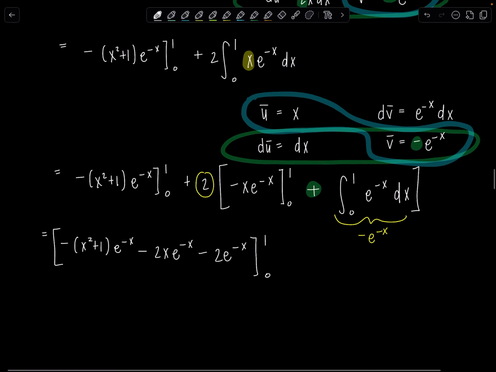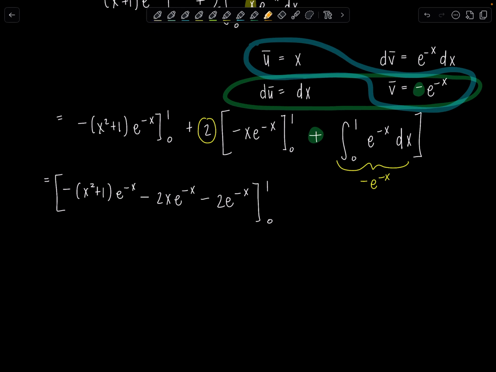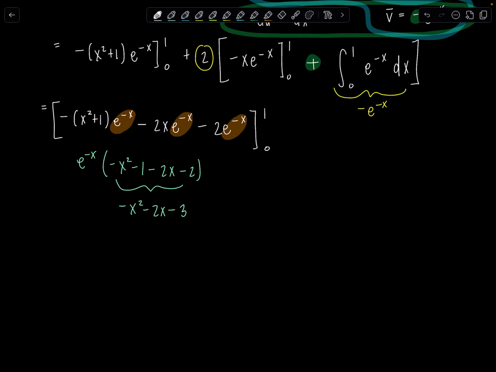Now, I'm noticing something because I just want to make my life as nice as possible before I evaluate it, these limits of integration. I can factor out e to the negative x from everybody. Did you see that? If I take out e to the negative x, then I would have negative x squared minus 1 minus 2x minus 2, which is negative x squared minus 2x minus 3. That's just going to be a lot fewer terms running around on my paper to plug in those limits of integration. So let's do it that way instead. So this is e to the negative x times negative x squared minus 2x minus 3, evaluated from 0 to 1.